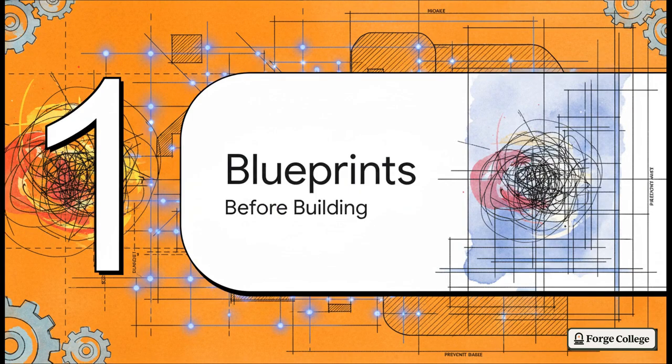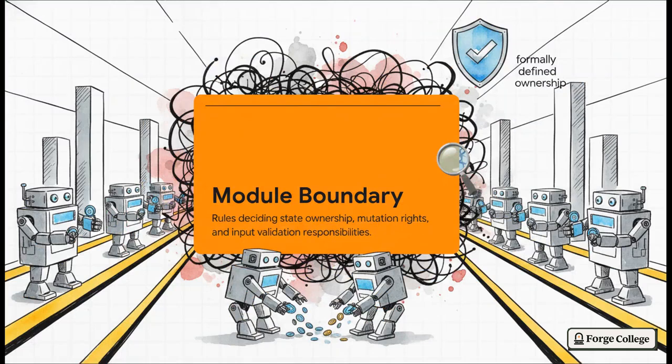Blueprints before building. Okay, so we've all been there, right? You get an idea, you open up your editor, and you just start furiously typing out Solidity code. But here's the thing. When you're dealing with multiple modules that absolutely have to interlock perfectly, winging it is pretty much a guaranteed recipe for disaster. Before a single line of code is written, we have to draw clear module boundaries. Essentially, these are the formal rules dictating state ownership, mutation rights, and input validation.